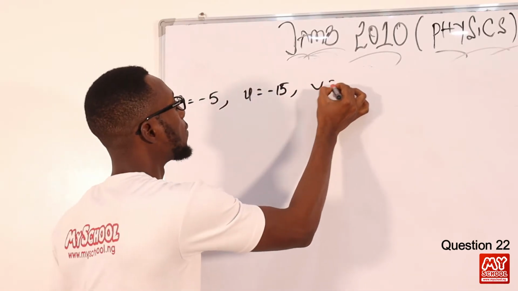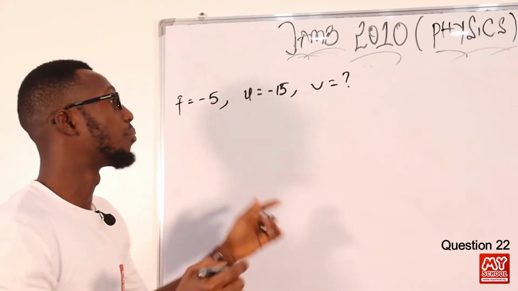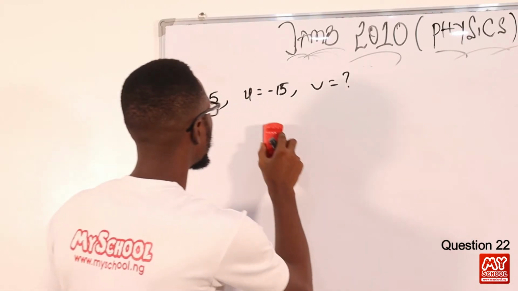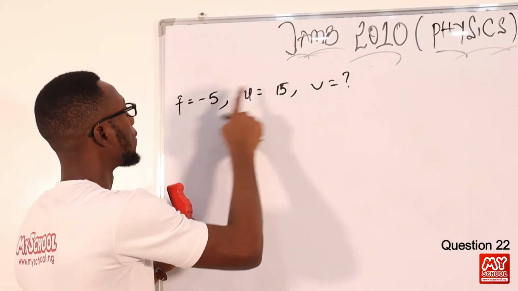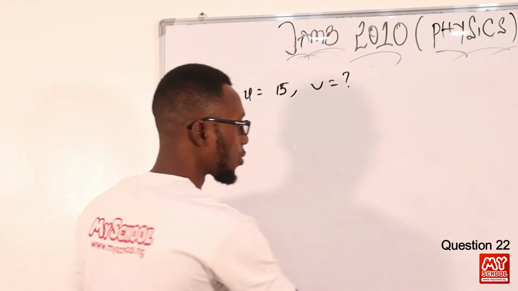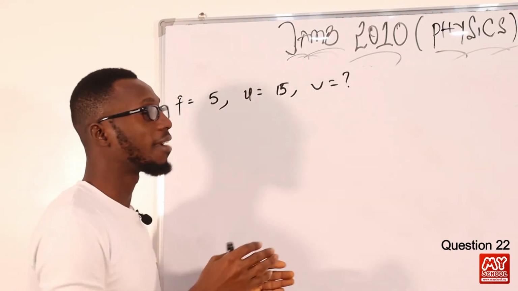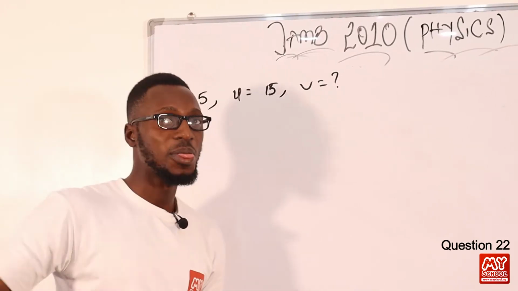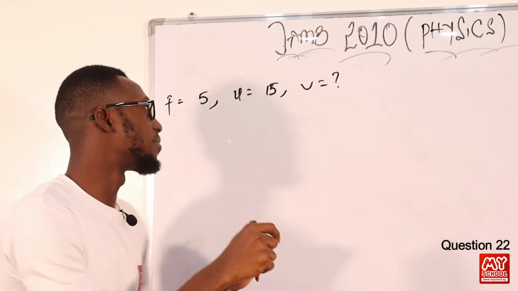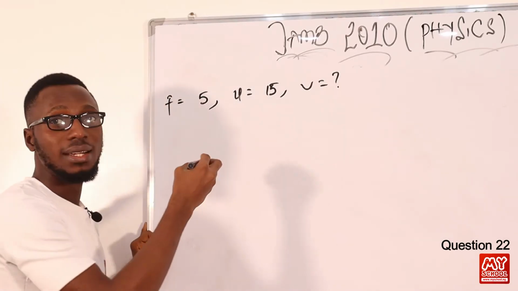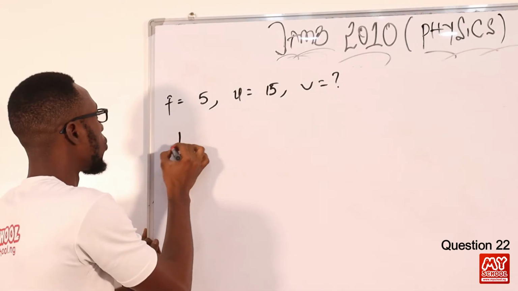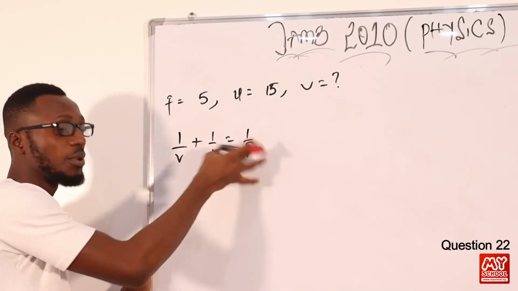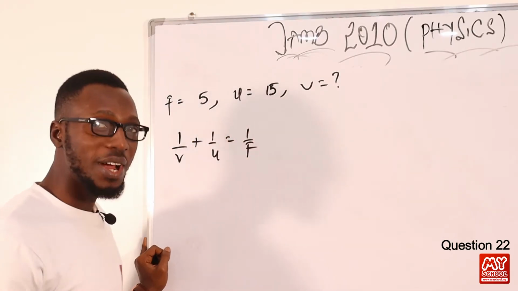Now I look for my V at first, the image distance. But if I want to work with real is positive, I will just take everything as positive. That means here will just be 15 and here will just be 5. Whatever method you use, you should still arrive at the same answer for the value of your image height. So let me work with real is positive. Remember the mirror equation, which is 1 over V plus 1 over U equals 1 over F. Some presentations can start with 1 over F equals 1 over V plus 1 over U. We are still doing the same thing.